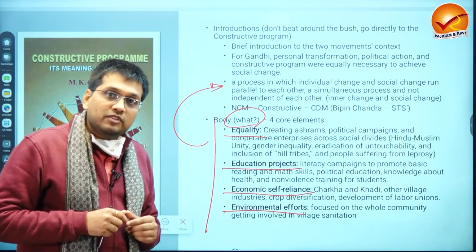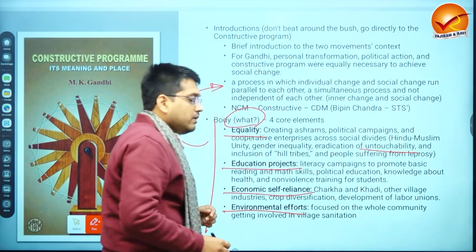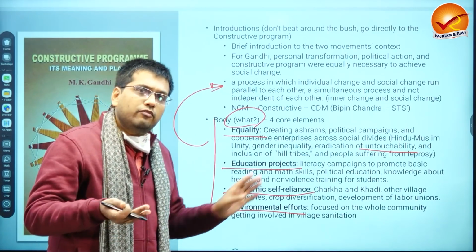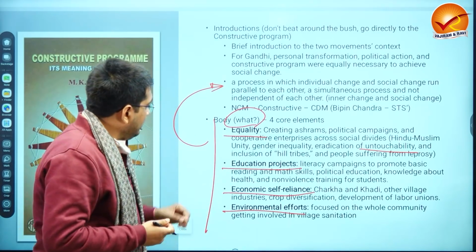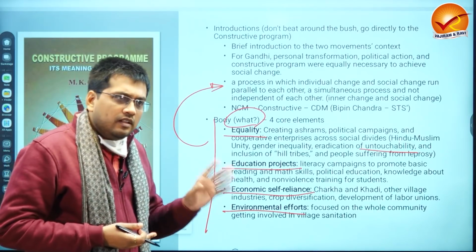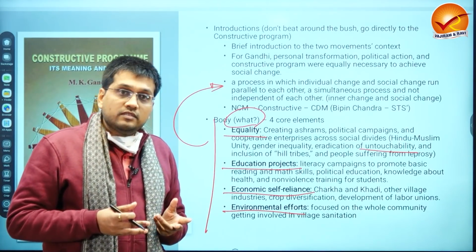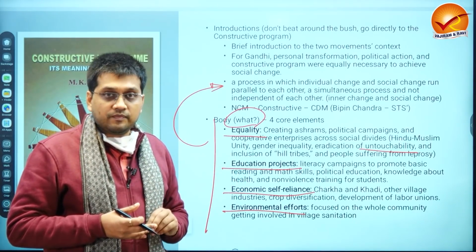Similarly, I have purposefully avoided the word Harijan over here because the Harijan word was introduced by Mahatma Gandhi after CDM, but if you use it, it is okay. In the economic self-reliance, I have Khadi and Charkha, village industries, honey and other things. You also have crop diversification, labor unions in cities also, in factories.